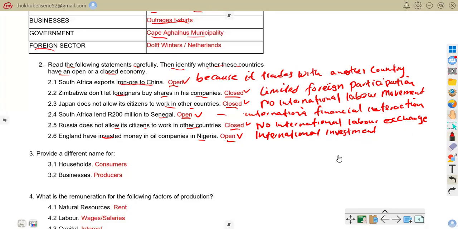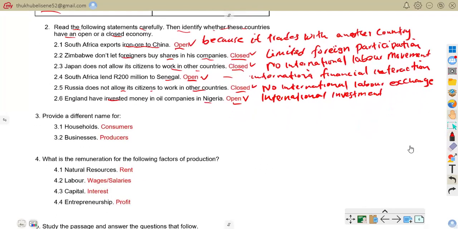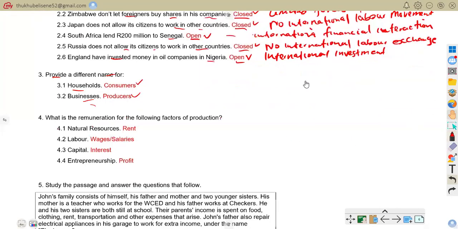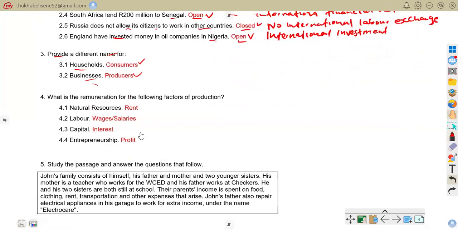So we are on 3, where it says provide a different name for households. If you don't say households, you can say consumers. Business, you can say producers. So that is how easy it is. Now let us move on to 4, where it says, what is the remuneration for the following factors of production? So this is where we are now.